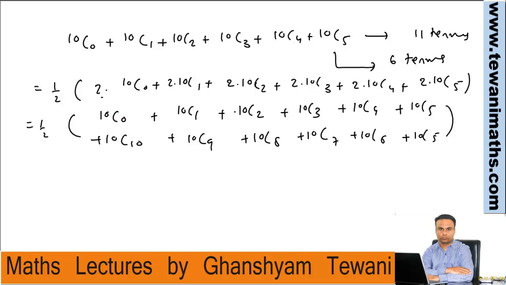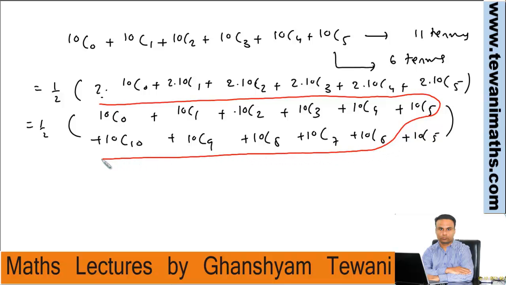Now the sum from 10C0 to 10C5, then 10C6 to 10C10. What is the sum of this series? That is 2 power 10. This term is an extra term, which is 10C5. So this is the sum of this expansion, or rather series.